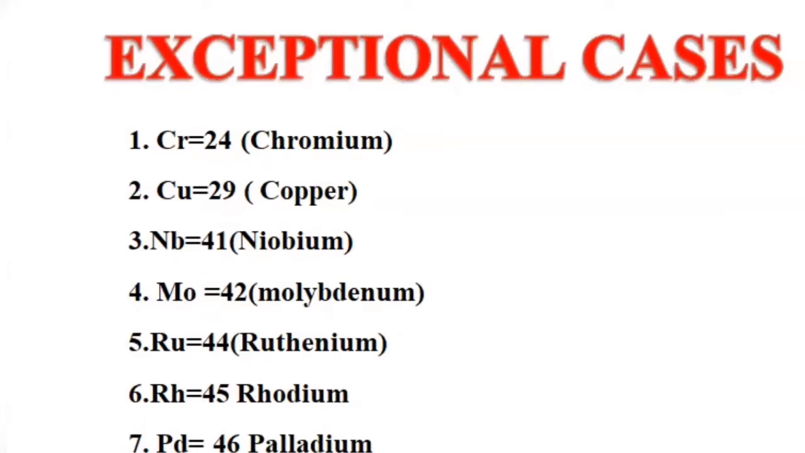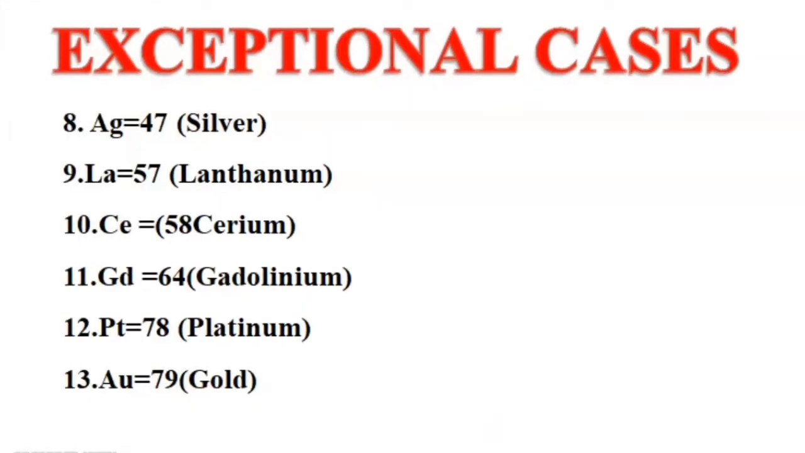Number 1 is chromium, atomic number 24. Number 2 is copper, atomic number 29. Niobium, atomic number 41. Then molybdenum, atomic number 42. Then ruthenium, atomic number 44. Then rhodium, atomic number 45. Then palladium, atomic number 46. Then silver, atomic number 47.